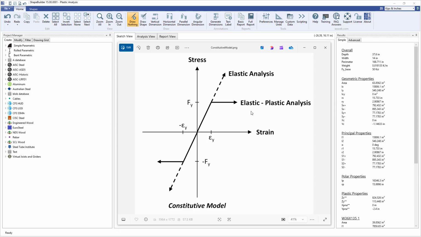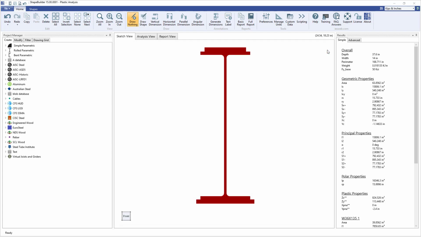The new elastic plastic analysis performs a nonlinear calculation that considers each material's defined yield strength. Once a material reaches its yield point, stresses are capped at that limit, giving more realistic results for the section under load. To help visualize this behavior, ShapeBuilder 15 also introduces plate result diagrams, a new way to see stress distributions across the section.